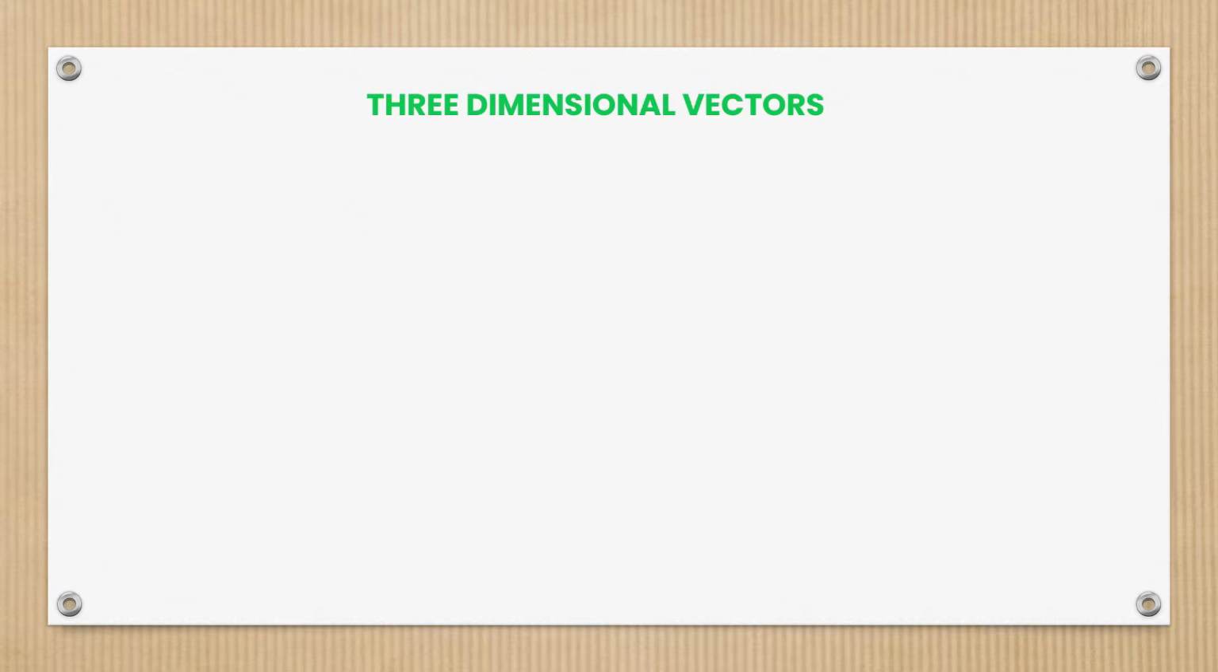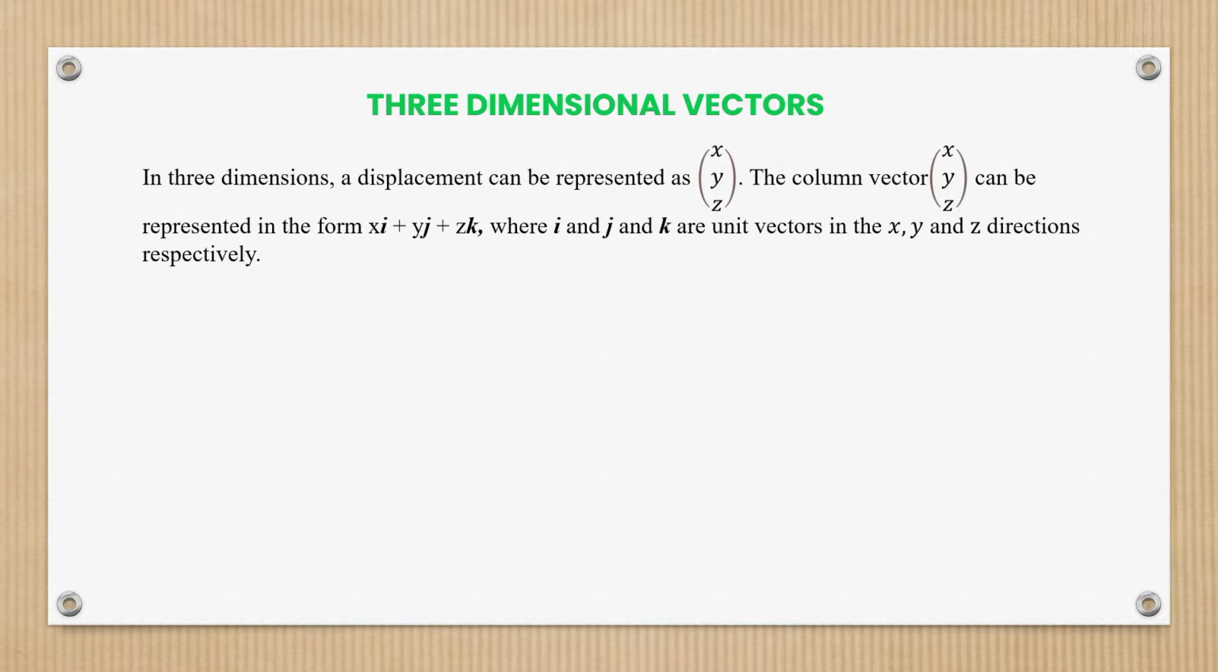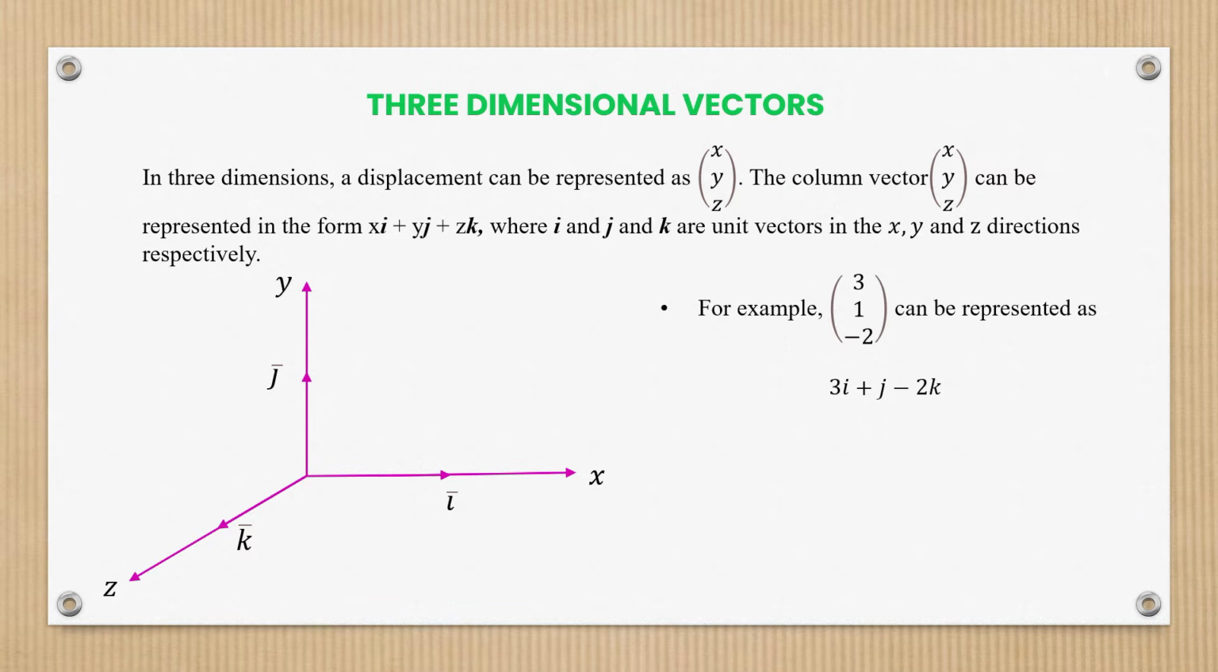Then you can also have 3-dimensional vectors. Now in 3 dimensions, a displacement can be represented as (x, y, z). So we've actually added a z into the mix. A column vector (x, y, z) can be represented in the form xi plus yj plus zk, where i, j, and k are unit vectors in the x, y, and z directions respectively. So this is how we can represent it. We have the x, we have the y, and we have the z. So we have i, j, and k. Now for example, if we have (3, 1, -2), this can be represented as 3i plus j minus 2k.